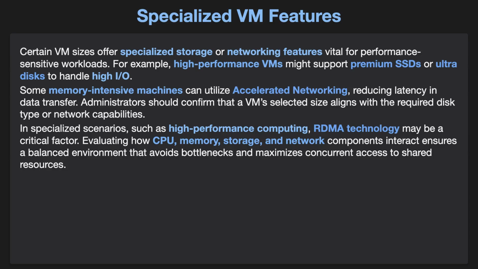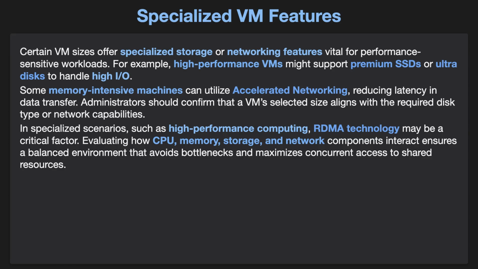Certain VM sizes offer specialized storage or networking features vital for performance-sensitive workloads. For example, high-performance VMs might support premium SSDs or ultra-disks to handle high I/O. Some memory-intensive machines can utilize accelerated networking, reducing latency in data transfer. Administrators should confirm that a VM's selected size aligns with the required disk type or network capabilities.